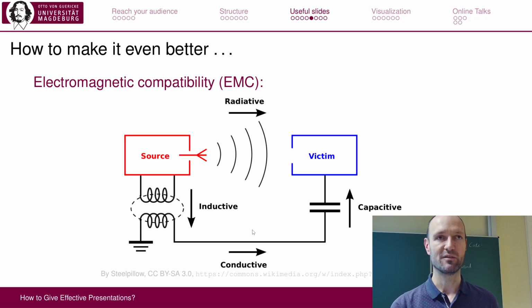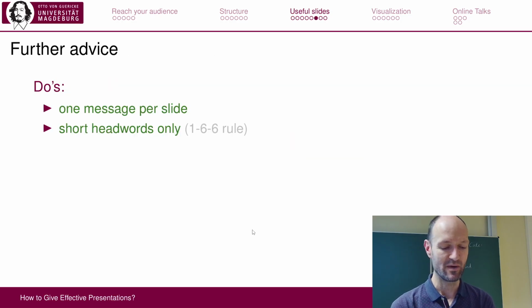As said, a picture says 1,000 words. Try to use as many pictures as you can. If you have some text, try to replace it by headwords. If you have some headwords, try to replace them by a figure. That would be my advice.